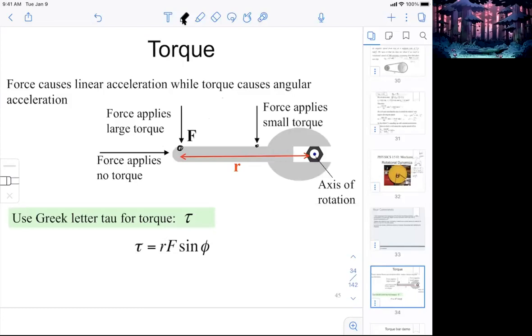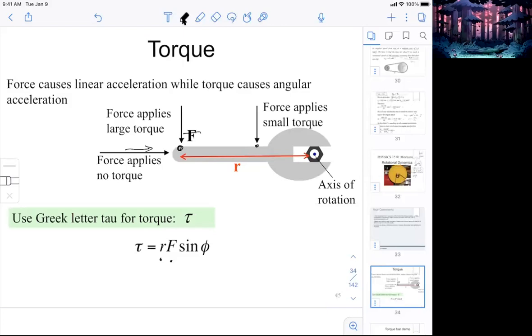So for torque, you can see that the lever arm, the distance where the force is applied, matters. And of course, the amount of the force you are applying also matters. Also, the angle at which you're applying this force matters, right? Because if you're pushing along this thing, you're not going to generate any torque. So it turns out the torque is R times F times sine of phi. Phi is the angle between R and F, okay?